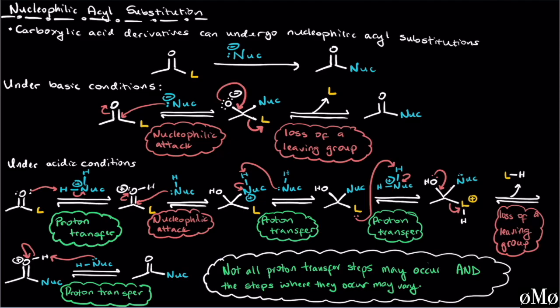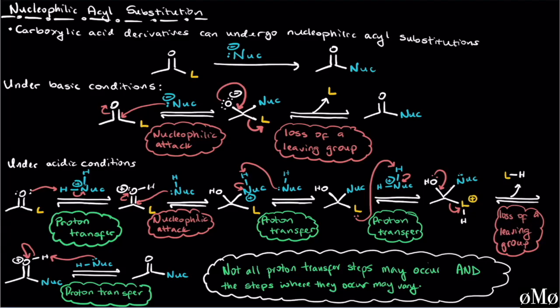So the reason why I've highlighted our proton transfer steps in green is that they're actually not necessarily fixed. So sometimes you may not actually have all four proton transfer steps. It might be one. And then also the order in which these proton transfer steps occur in the mechanism might be different. So sometimes the nucleophilic attack can happen before the proton transfer step. And then sometimes you might also have this proton transfer happen after the loss of a leaving group.